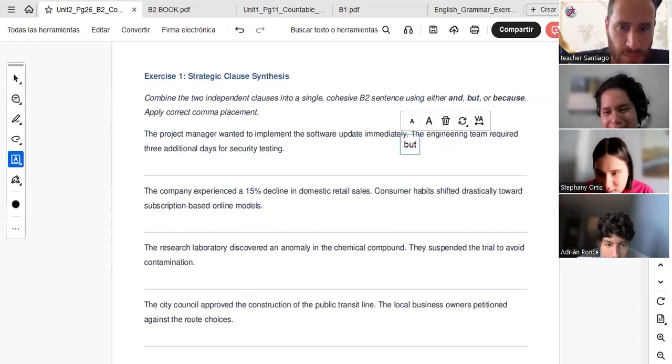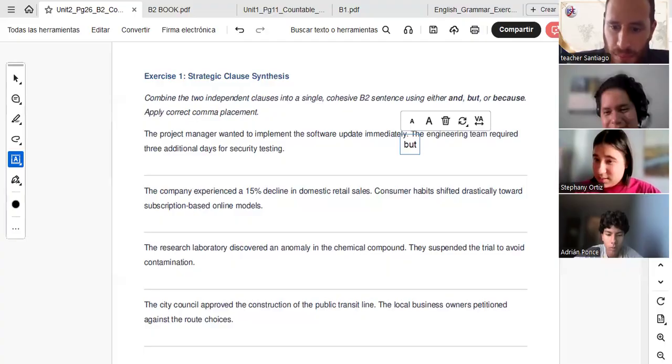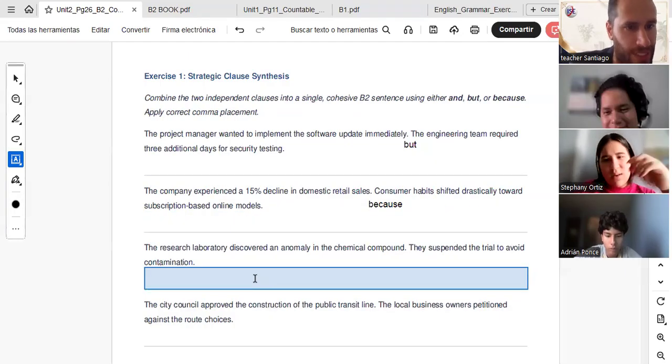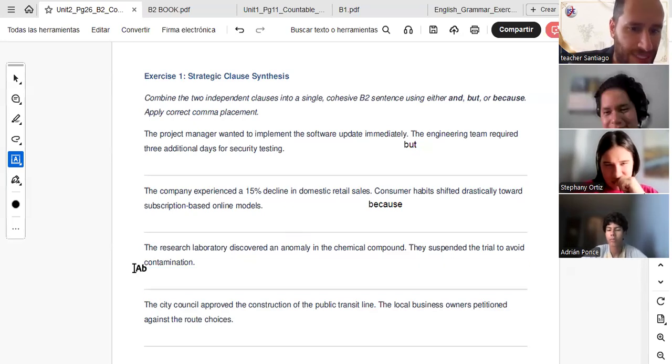Retail sales declined because consumer habits shifted. Decline in domestic retail sales because. You're right. It's a consequence or a reason because you're giving the reason why this happened, right? For this reason. Thank you, Stephanie. You're right.